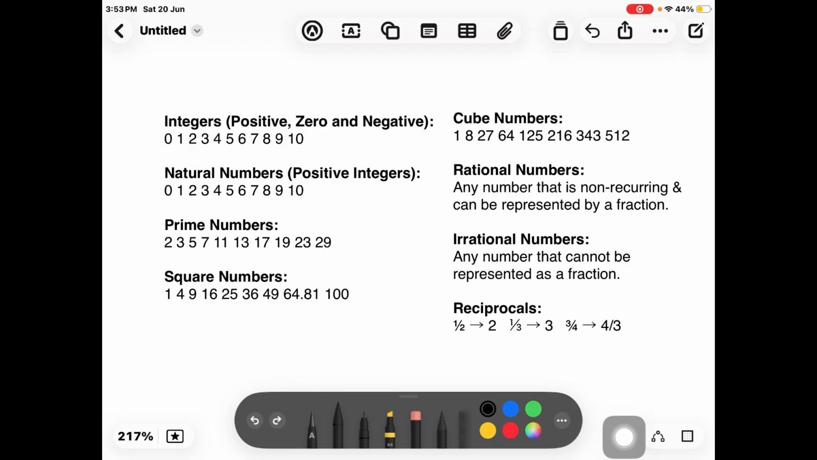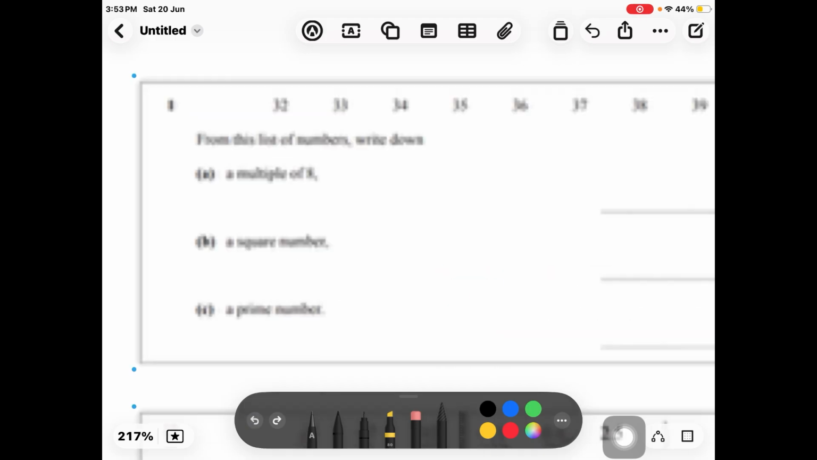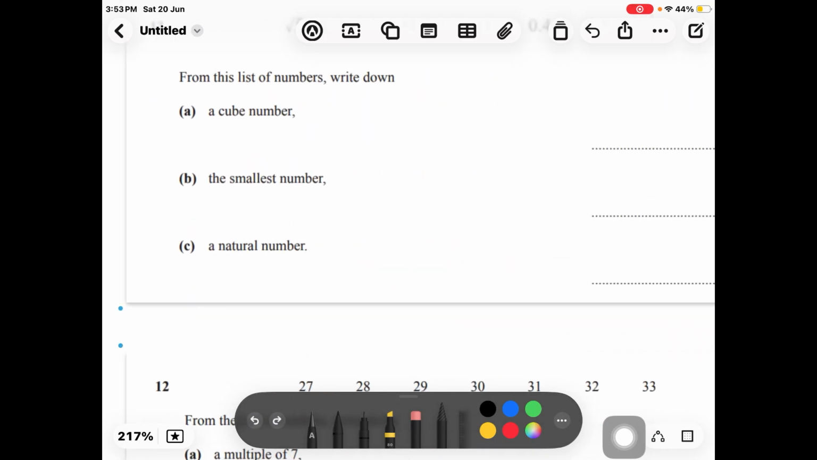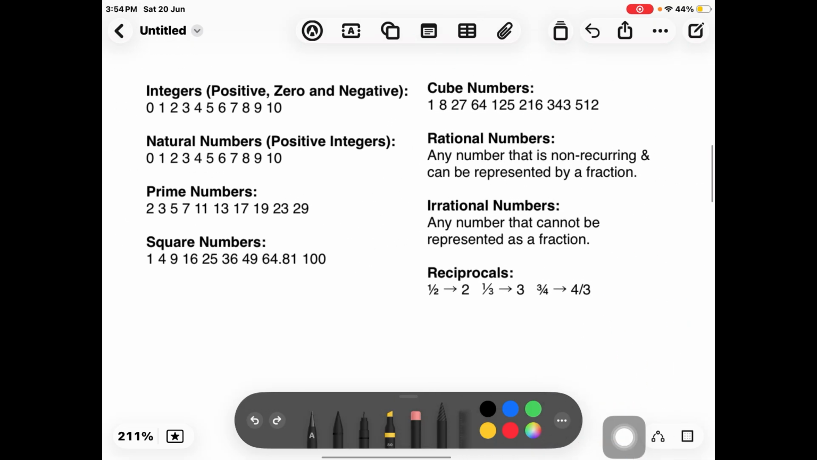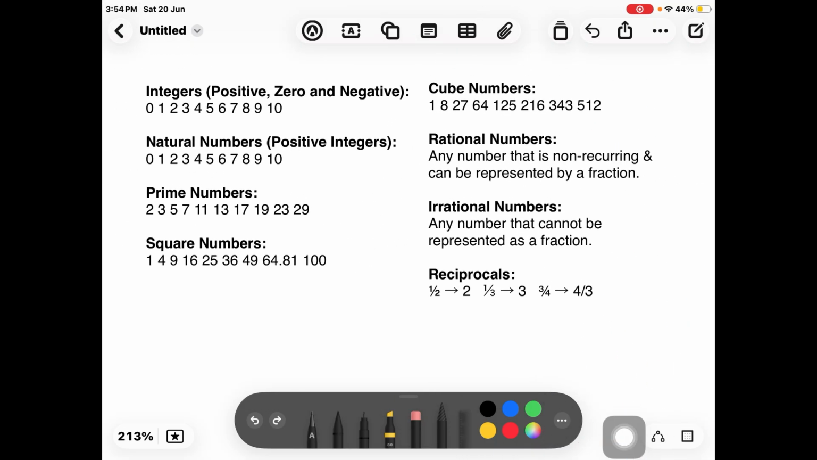Then next we have rational numbers. Any number that is non-recurring and can be represented by a fraction. So all integers are rational numbers. Prime numbers are rational numbers. Even decimal numbers are rational numbers, such as 0.56, that's a rational number. 2.34, that's a rational number.